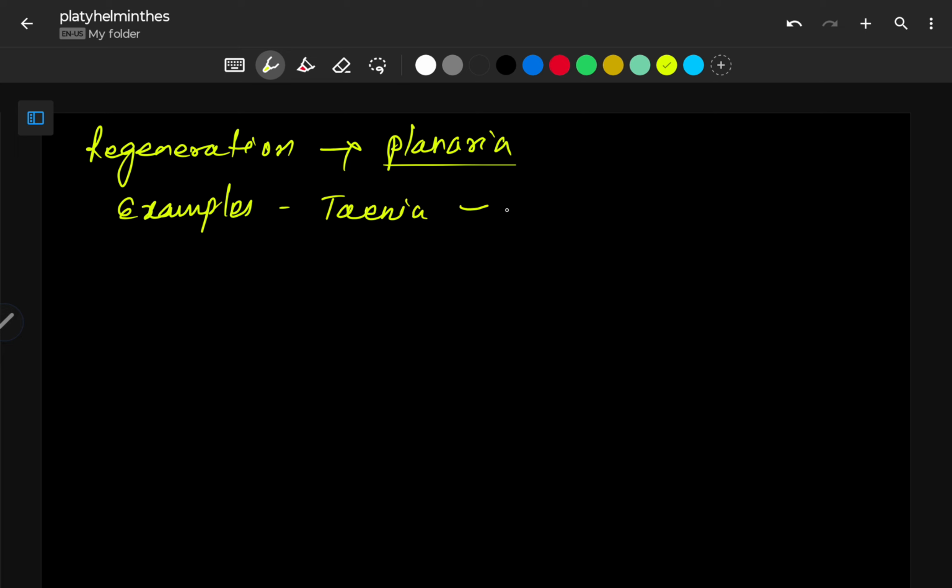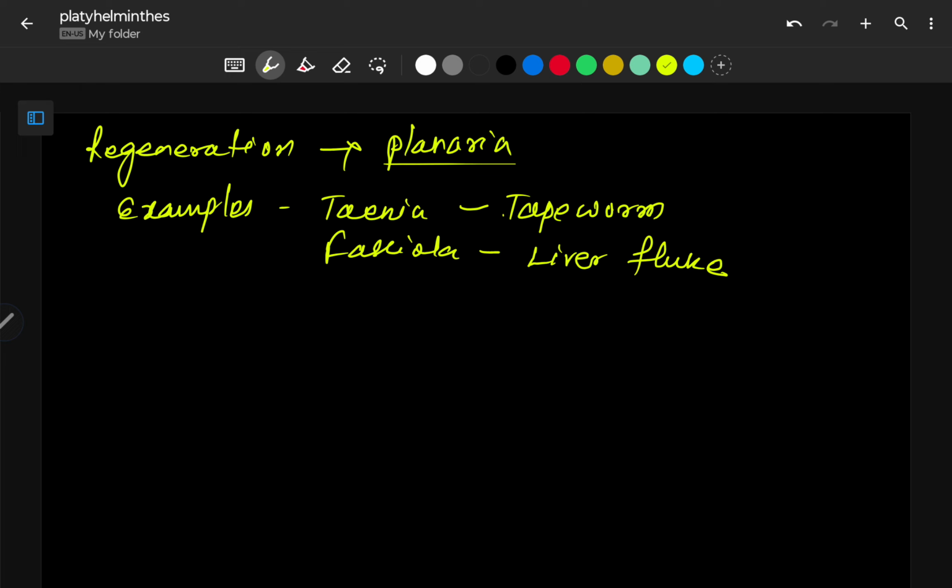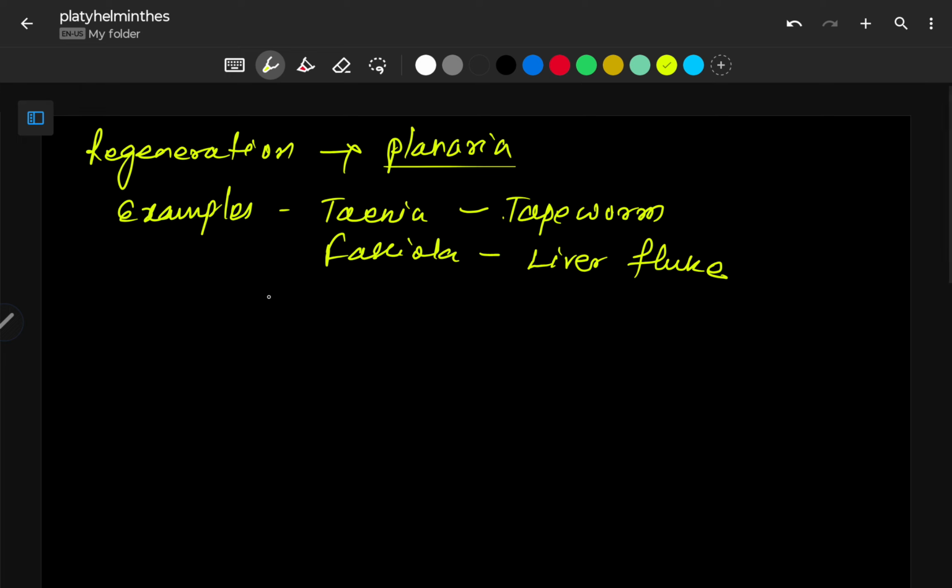Now come to the examples. Taenia, its common name is tapeworm. So you have to remember both the common name as well as the scientific name. Fasciola, that is liver fluke, and next is planaria, which is the free living flatworm.